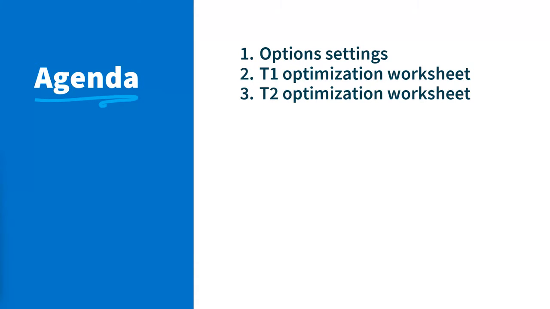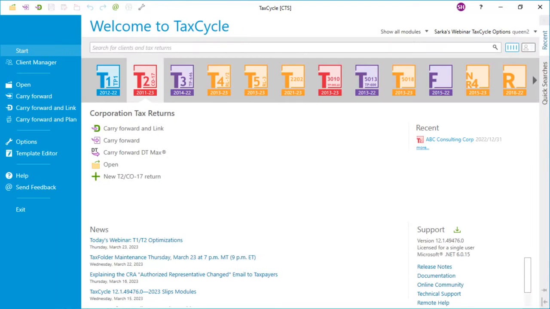We only have 15 minutes, so we're just going to quickly cover the option settings, the T1 optimization worksheet, and the T2 optimization worksheet. So let's hop out of here and hop into Tax Cycle.